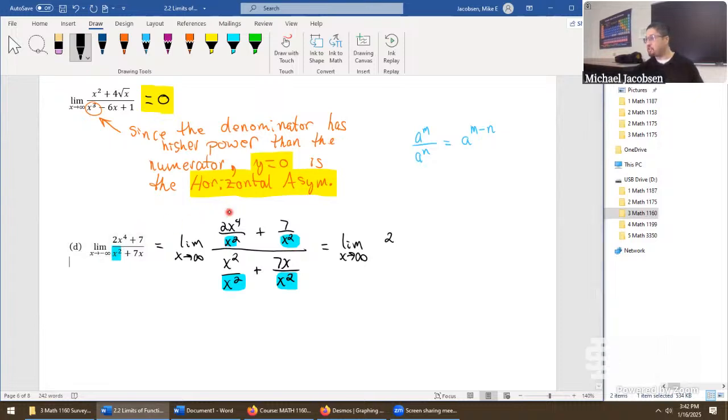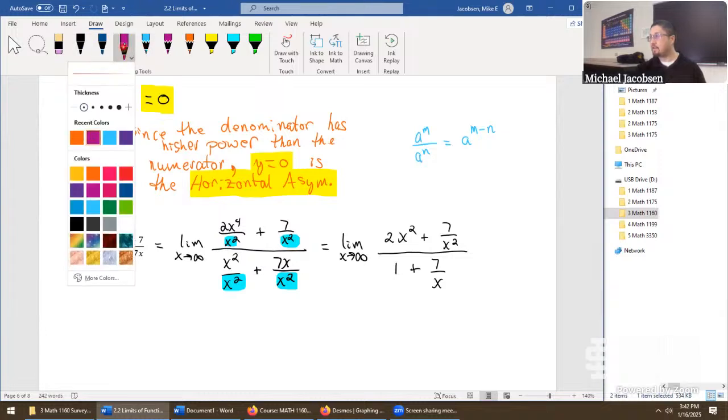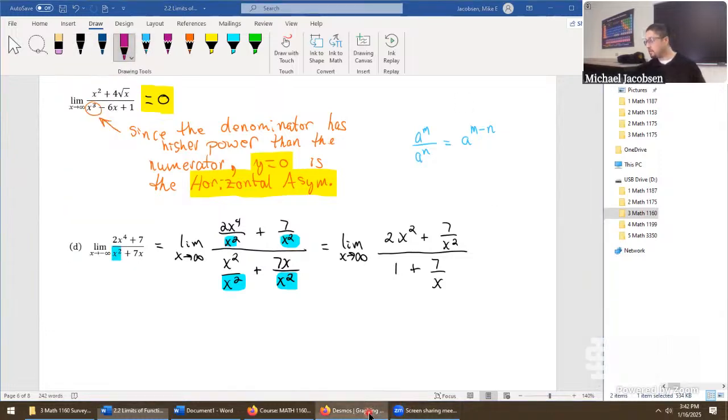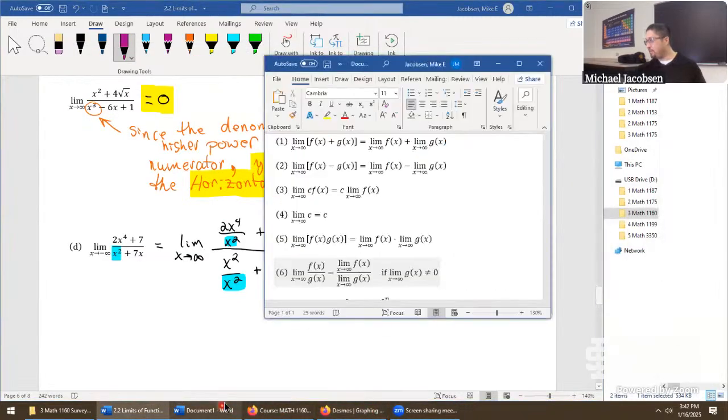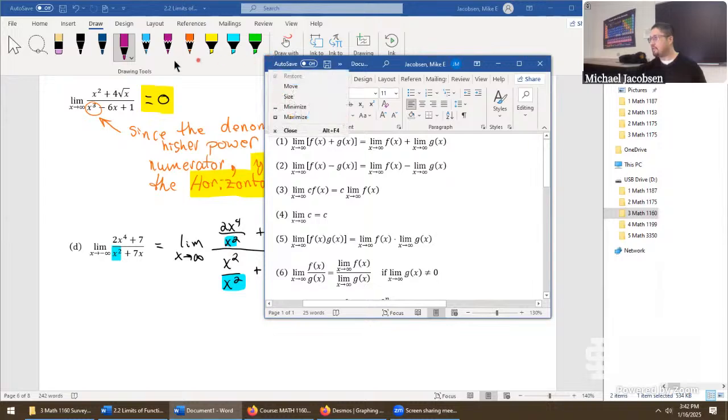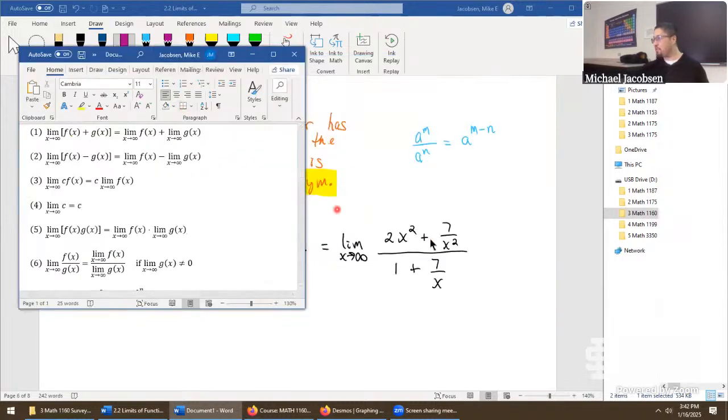So here we have, after simplifying, 2x squared plus 7 over x squared, divided by 1 plus 7 over x. Sorry about that one, there we go. I'll get better at my windows as I practice this stuff. It's really hard to move a Microsoft window sometimes. There we go, Microsoft Word window.